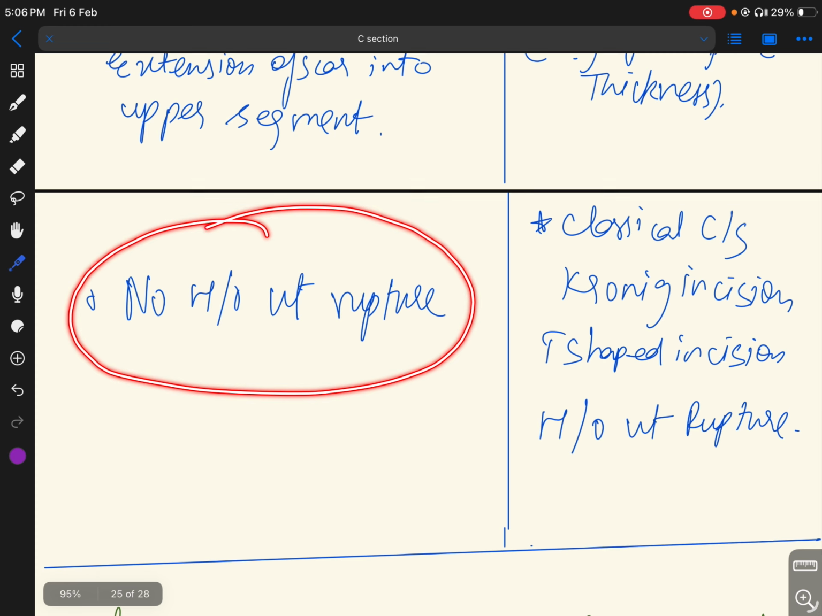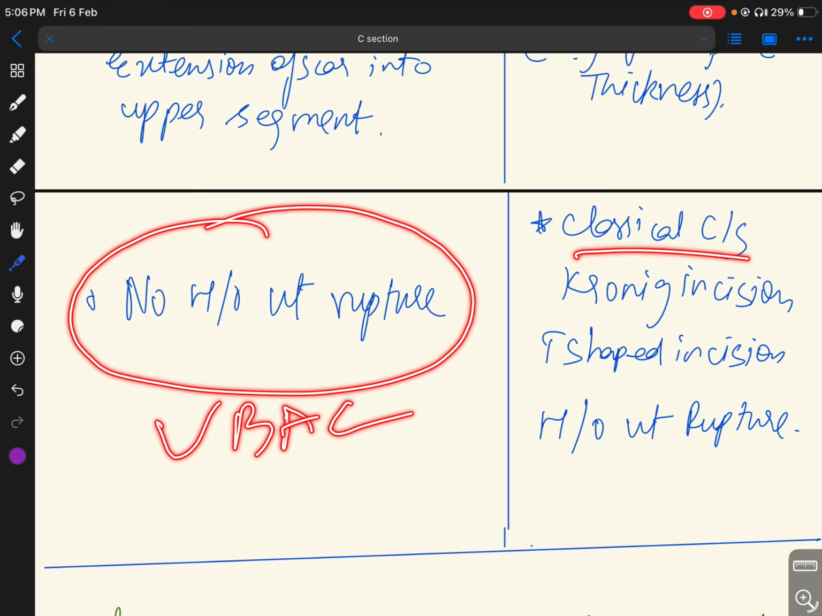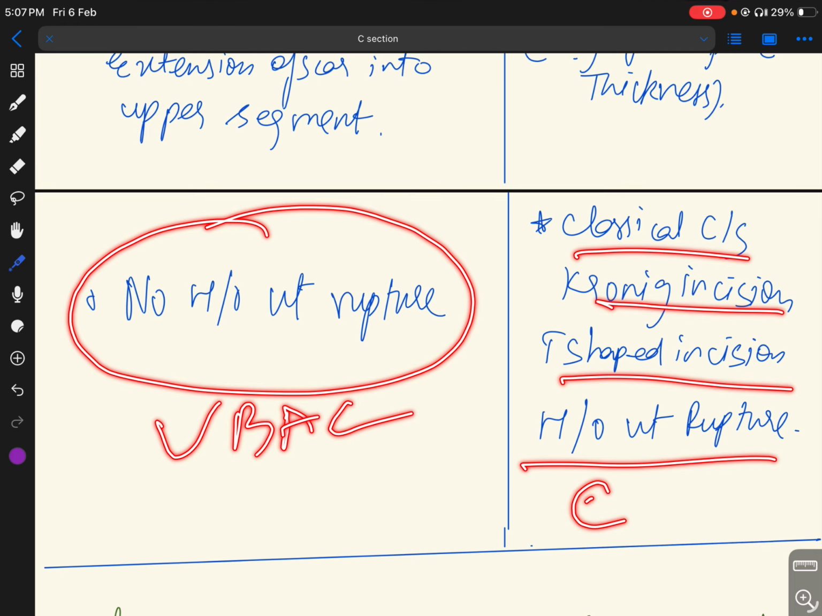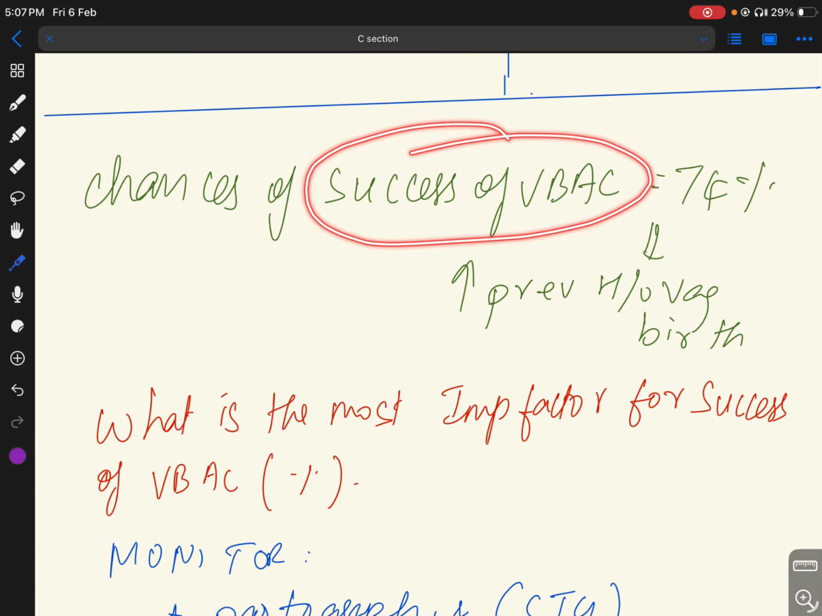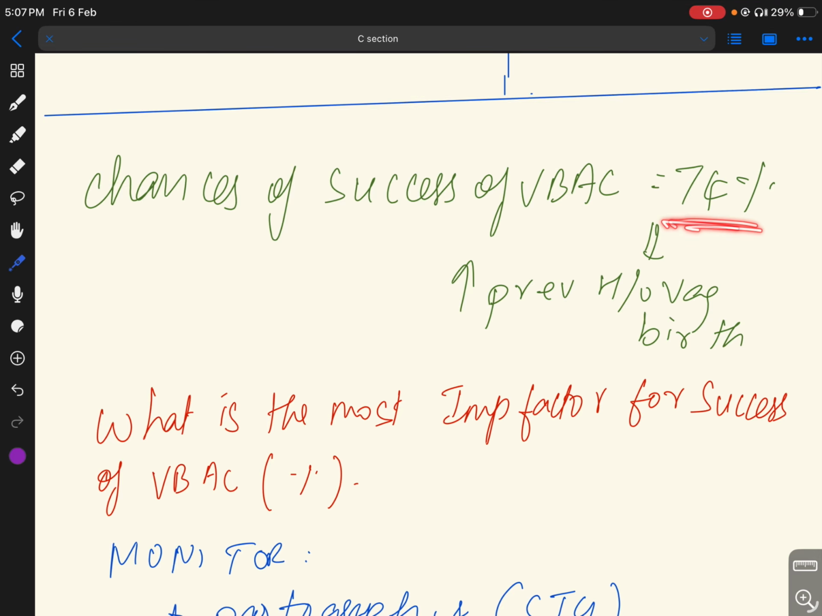No history of uterine rupture, you can do VBAC. In case of classical C-section, chronic incision or T-shaped incision or history of uterine rupture, we should be doing C-section. What is the chance of success of VBAC? That is 74%, and it increases with previous history of vaginal birth.